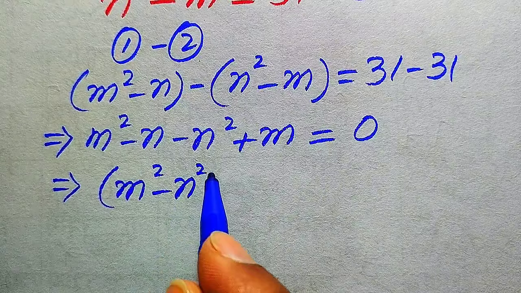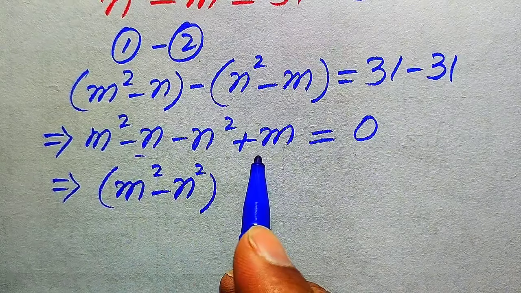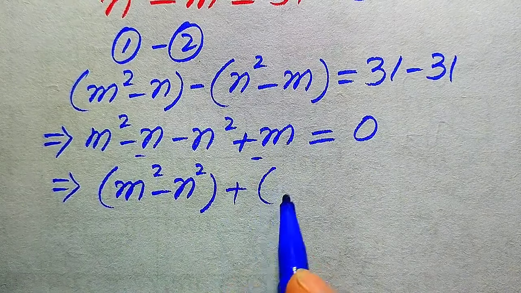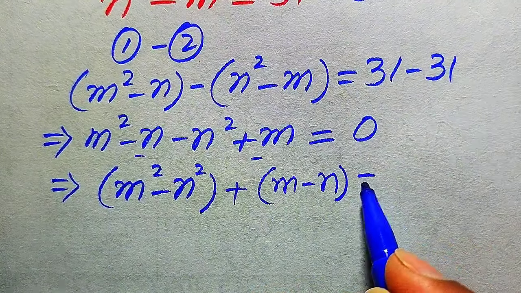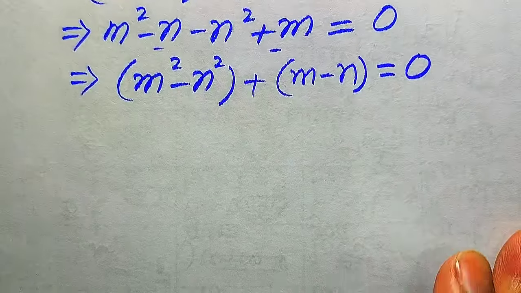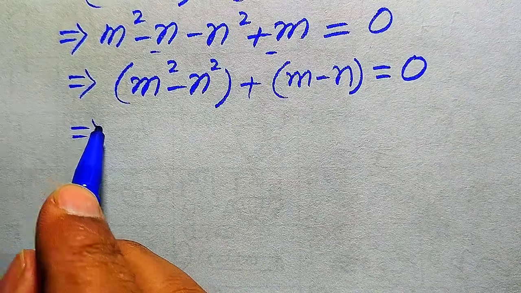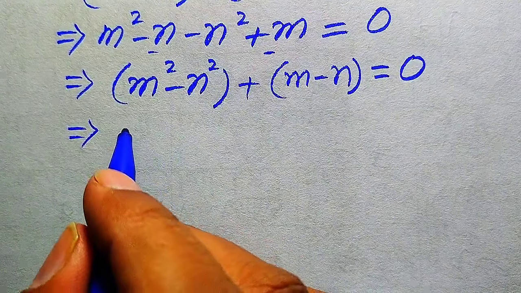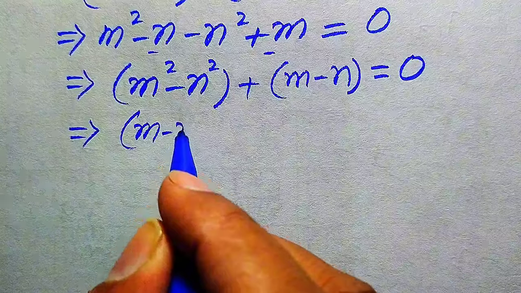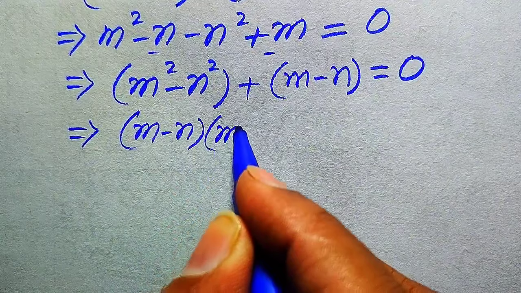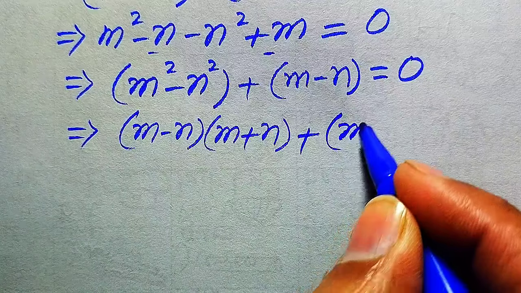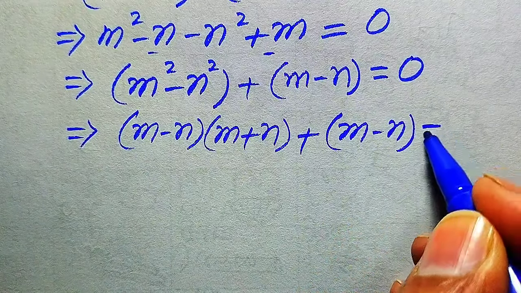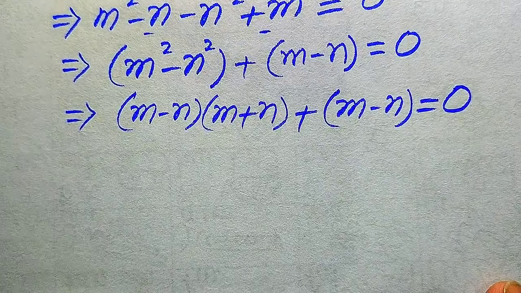So here we need to make the pairs of the terms, and we have m square minus n square, and from here we write these two terms as m minus n, and this whole equation equals 0. So here m square minus n square is the very famous formula, so it equals m minus n times m plus n, and plus m minus n, and this whole equation equals 0.